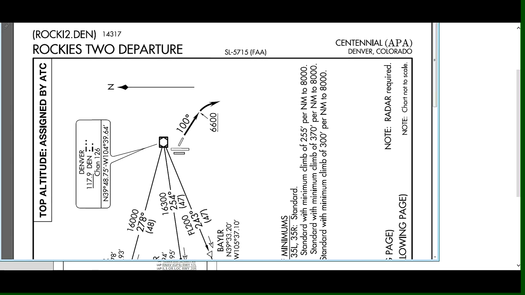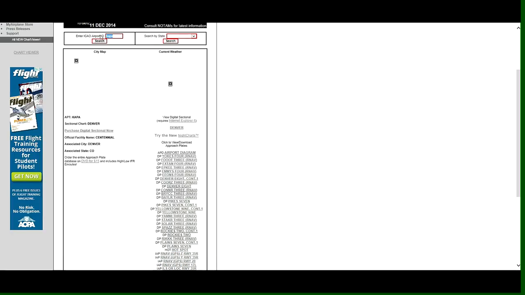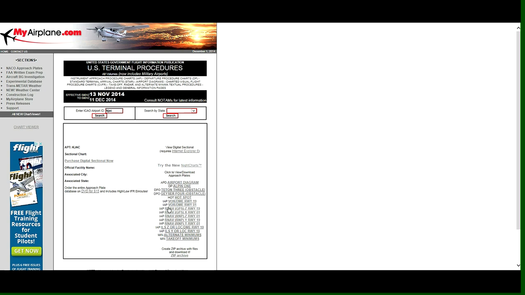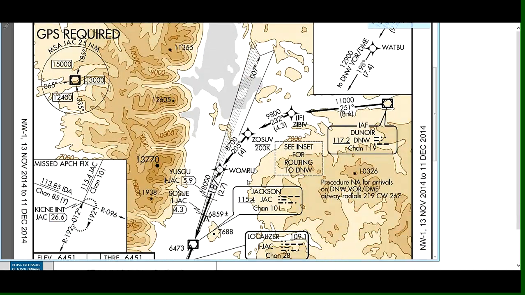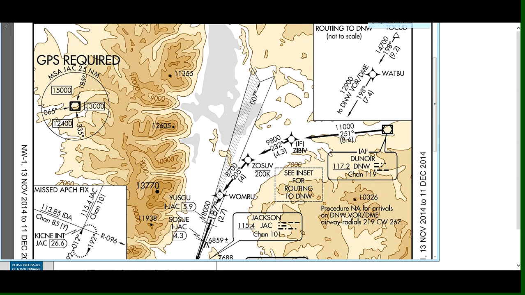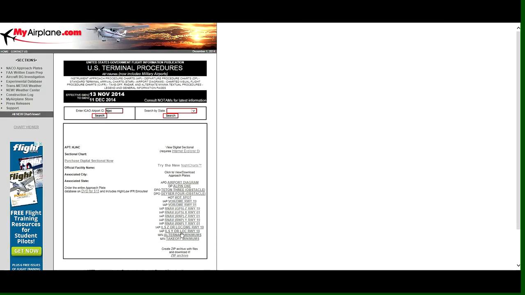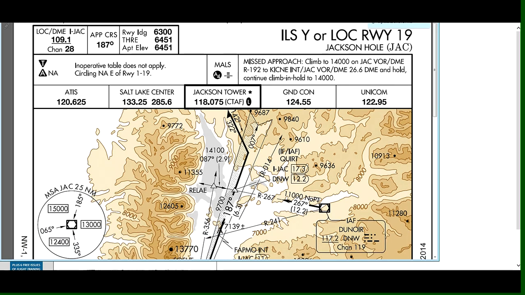I can also go back and let's put in Jackson Hole, KJAC. We'll search that. And if I don't know what approach I'm going to fly, I can print all of them out. But if I'm going to anticipate flying, say, the ILS 19 approach, I can go down here and look it up. And there it is right there. And I can open it up, and lo and behold, there's my approach plate. And that is not the approach that we're going to fly. So let's close that one. And which one did I click?